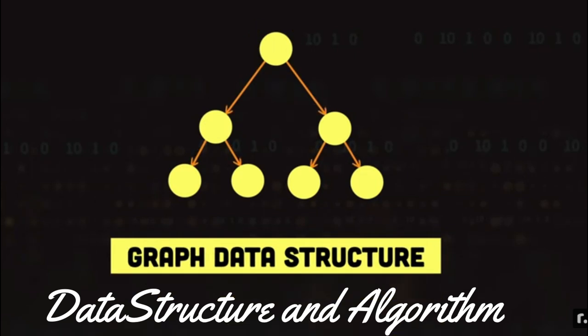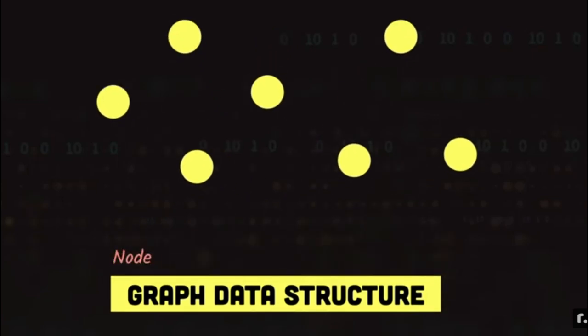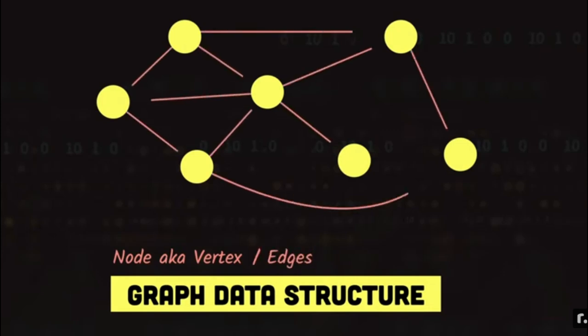Graph data structure is similar to the tree data structure, in the sense that we still have the nodes, which are also called the vertices of the graph. The singular form of this is called vertex, and these vertices are connected with the help of edges. So if you look at this graph, we have 7 nodes or 7 vertices in this graph.